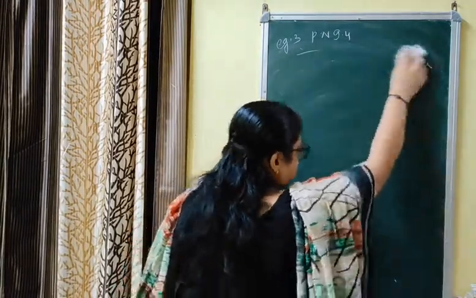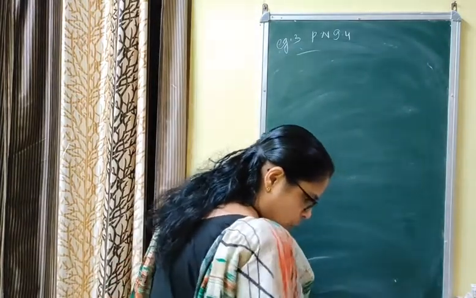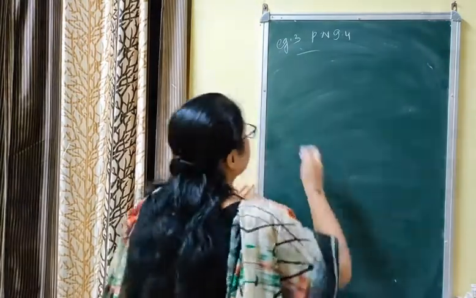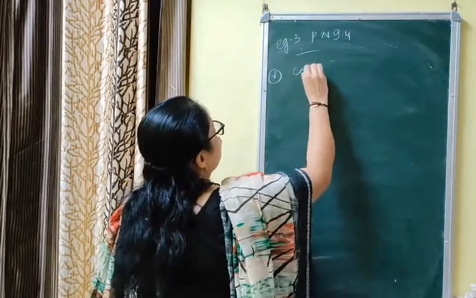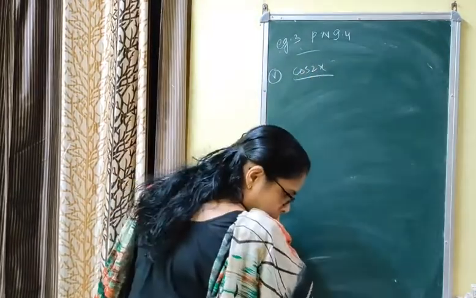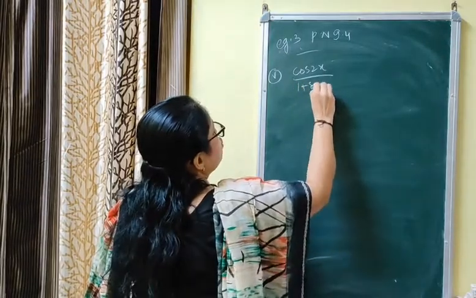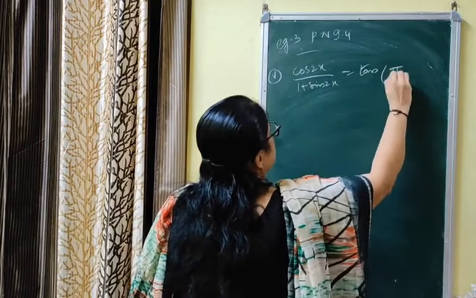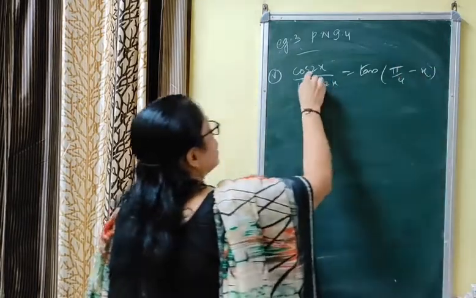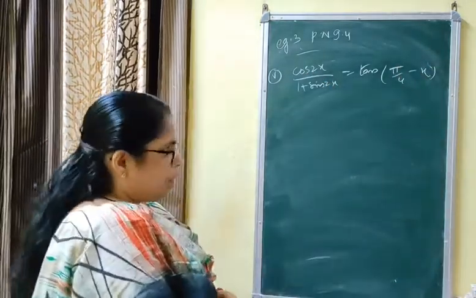Next part, third part I have done. Fourth part you can do by yourself. Now I am doing the fifth part. The fifth part is a little bit difficult. To prove that cos 2x upon 1 plus sin 2x is equal to tan(pi by 4 minus x). That means you have to change the angle in terms of pi by 4. How can we change?